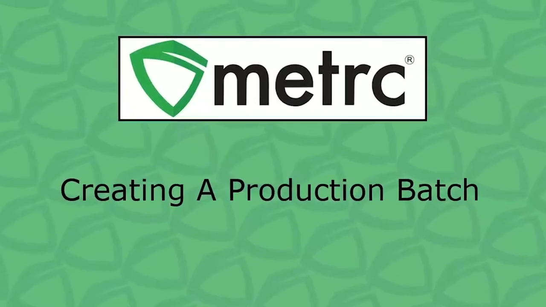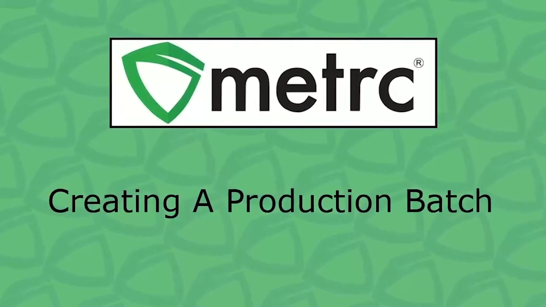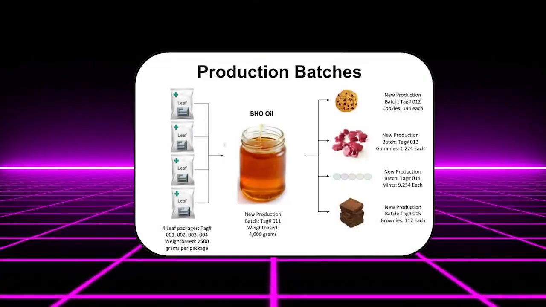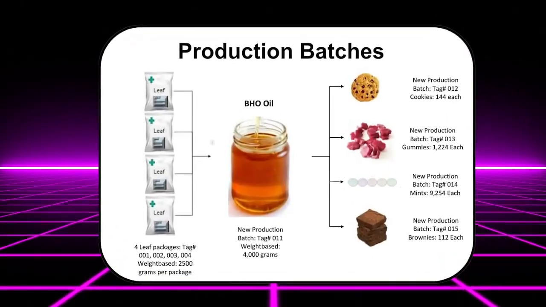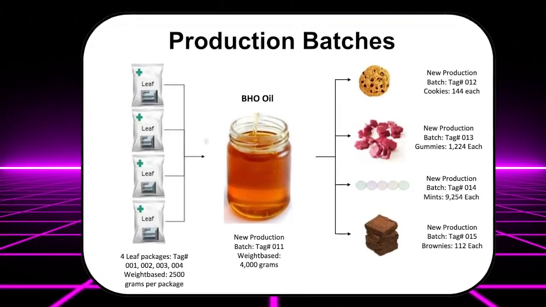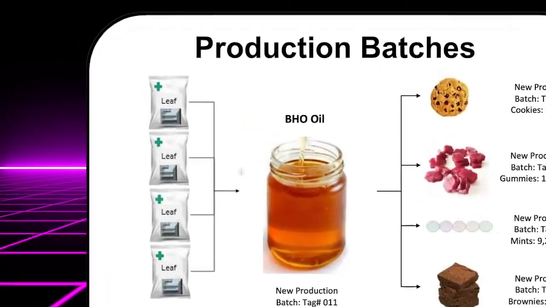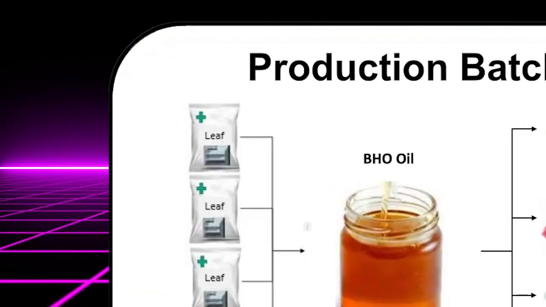Welcome to the Creating a Production Batch in Metrc training. A production batch is created anytime you chemically or physically alter an item, process an item, or add anything to an item. Here we see a basic example of the manufacturing process for edibles.